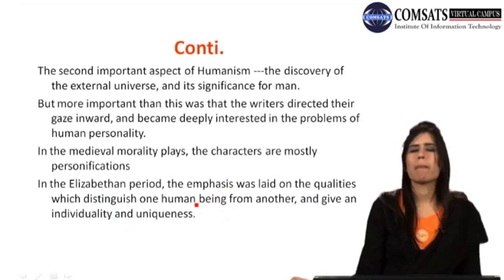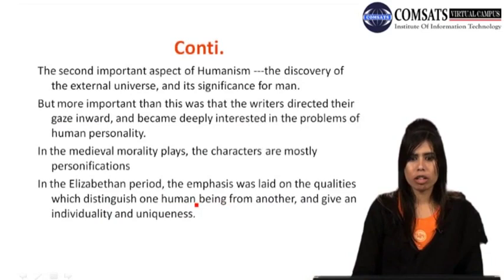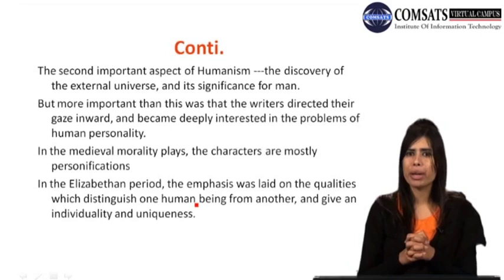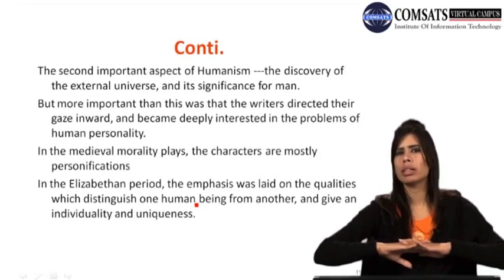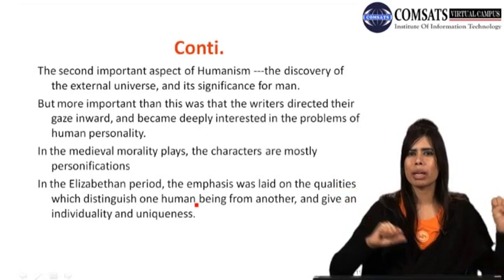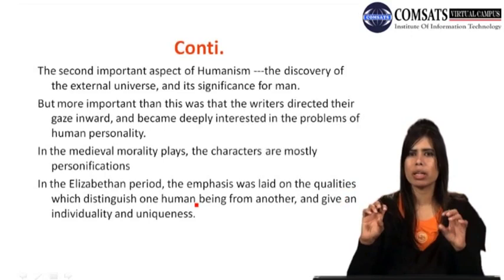The second important aspect of humanism was the discovery of the external universe and its significance for man. So this is the second important aspect of humanism, that there is an external world as well. And previously you can see that everything was based on imagination, on fantasy, and they were just man. Okay, so here you can see that the external universe is also present here, and its significance for man.